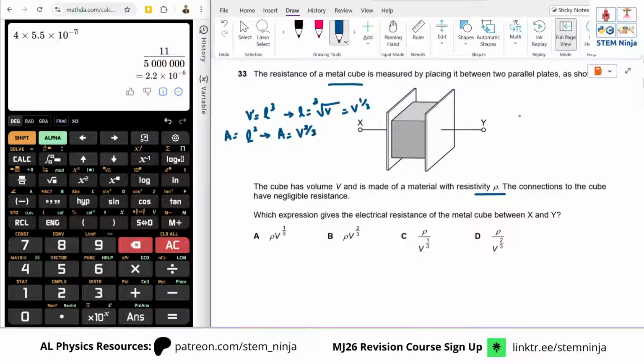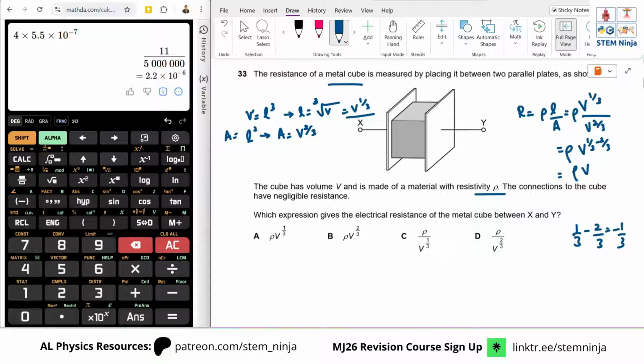We need the electrical resistance, so this would be rho L over A. So this is rho times V^(1/3) divided by V^(2/3). So we know the laws of indices. This is going to be 1/3 minus 2/3, which is minus 1/3. So rho V^(-1/3), which would be rho divided by V^(1/3). So this would be C.